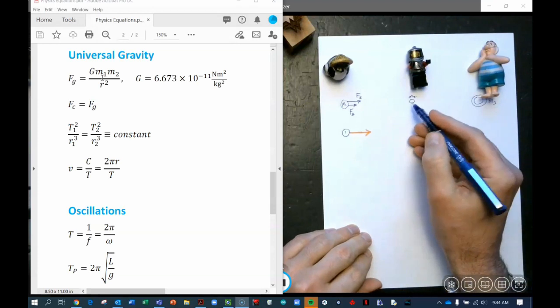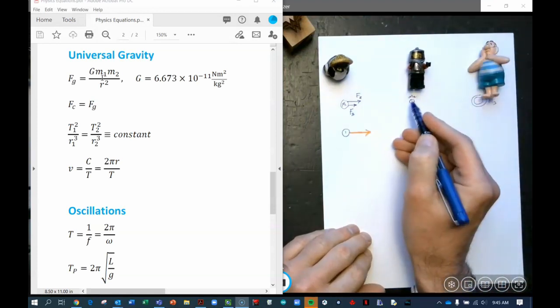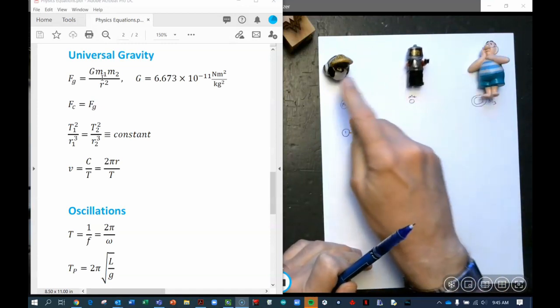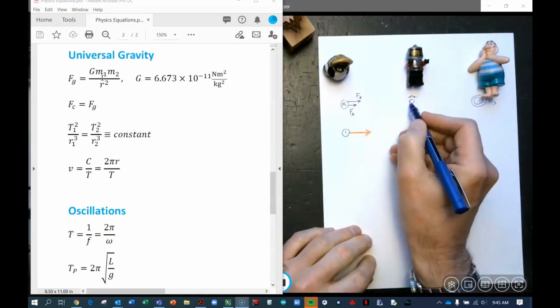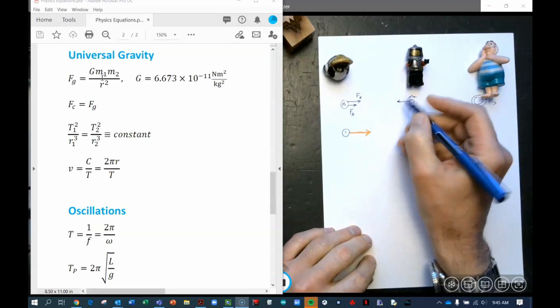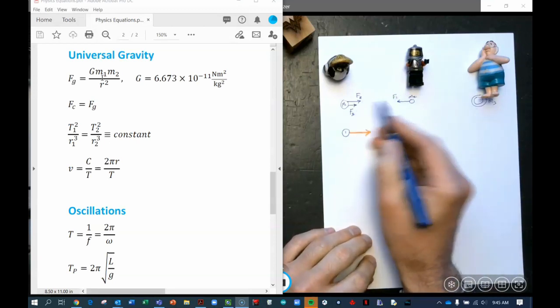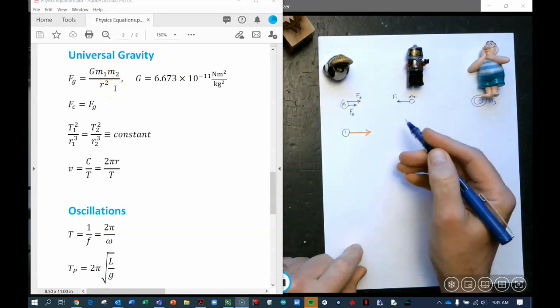If we take a look at this little guy here, then he is going to be pulled to the left, being attracted to the tanuki doll. And so that is going to be a force that we're going to call F1. And if you recall, F1 and F2 have to be the same, right? Because this is the universal law. If 1 pulls on 2, then 2 pulls on 1 with the same amount.